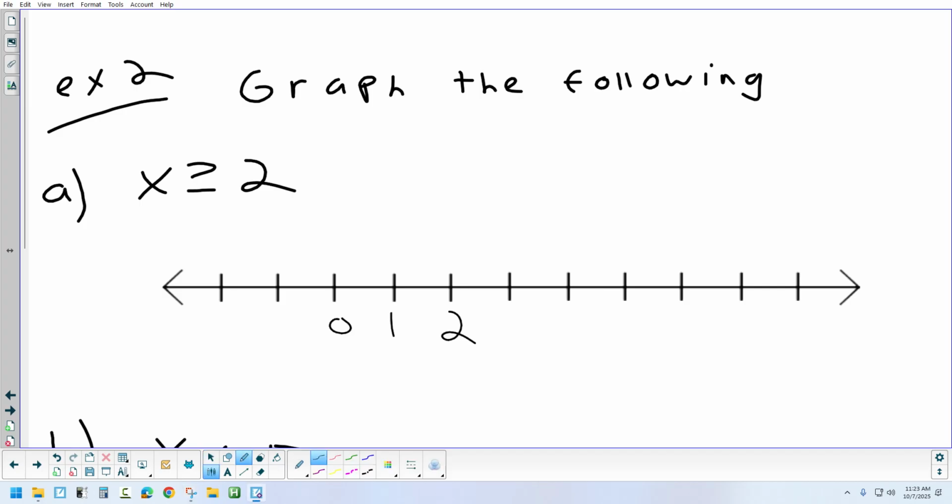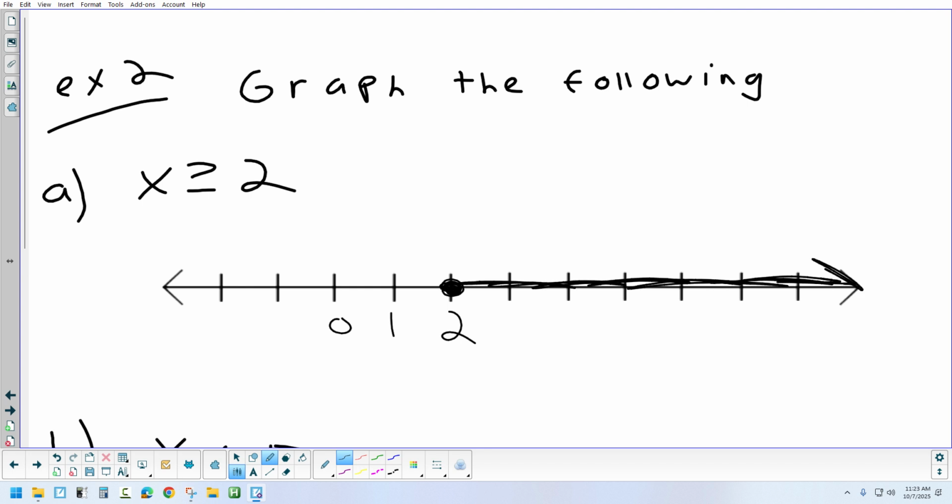Okay, so we've got our number line. What kind of circle do we need for this one? Closed, and on what number? 2. So closed on 2. And now how do we do the shading? To the right. Yeah, we're going to shade all numbers that are 2 or higher. So that would be this way. So inequality, graph. Any question on that one?